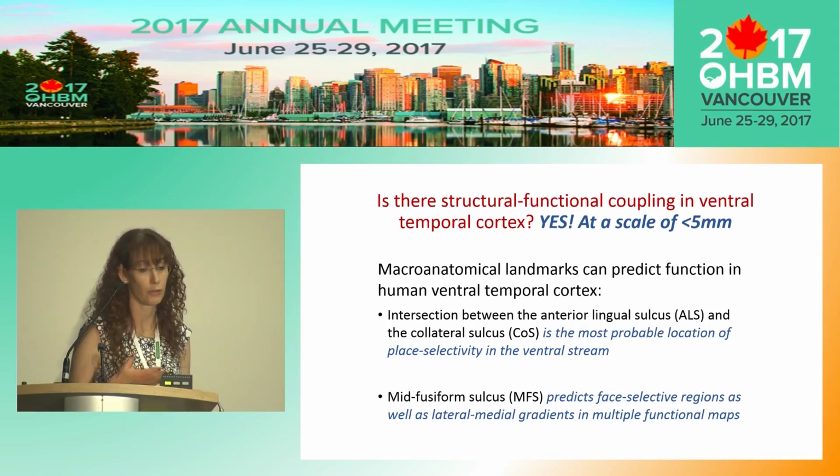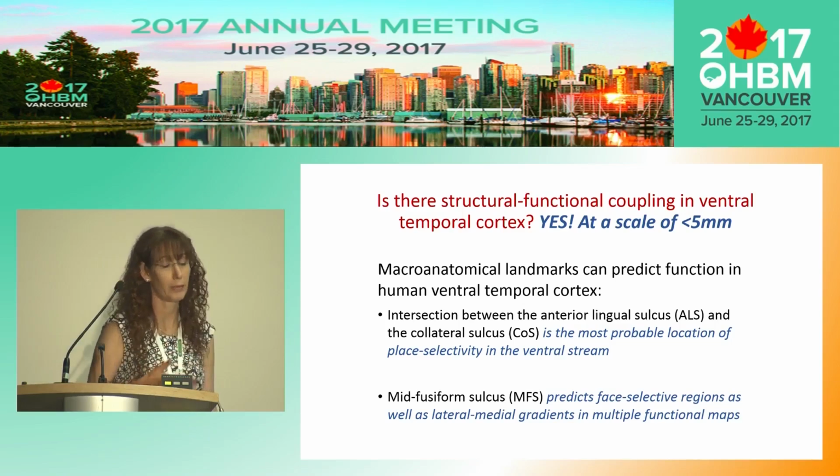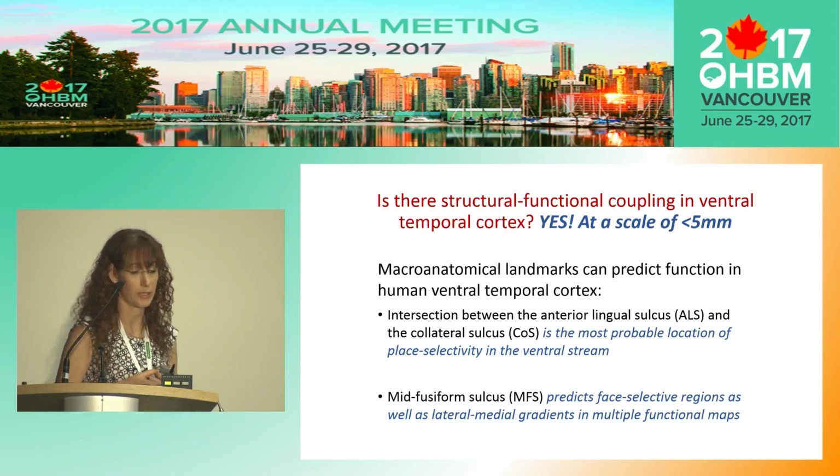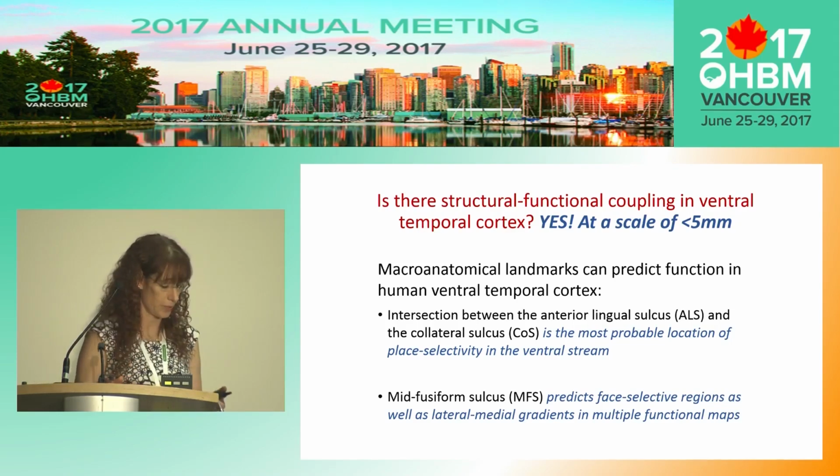And I've shown you 2 examples where macroanatomical landmarks can predict function. One is an example of the intersection between the ALS and the collateral sulcus that predicts the most probable location of the place selectivity in the ventral stream. And the second is an example of the mid-fusiform sulcus that predicts face selective regions as well as the transition in this eccentricity bias map.